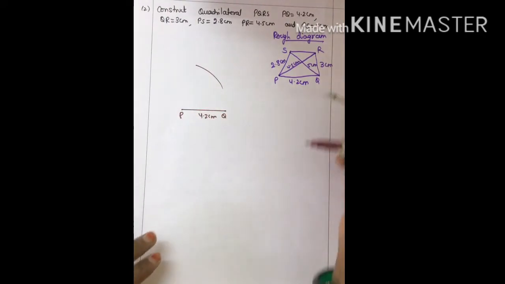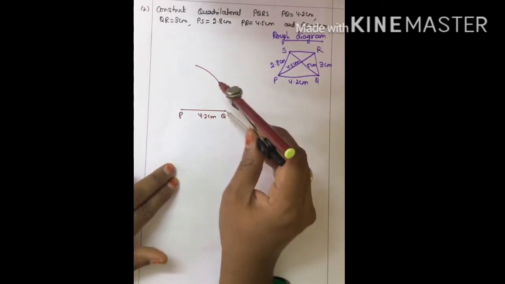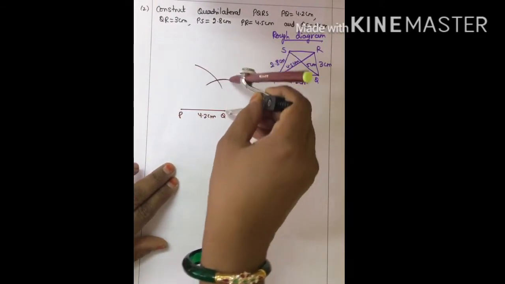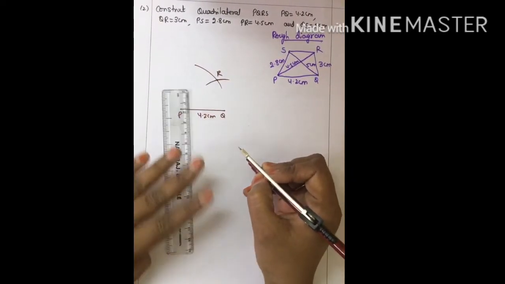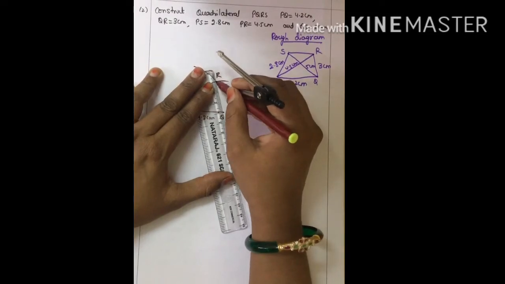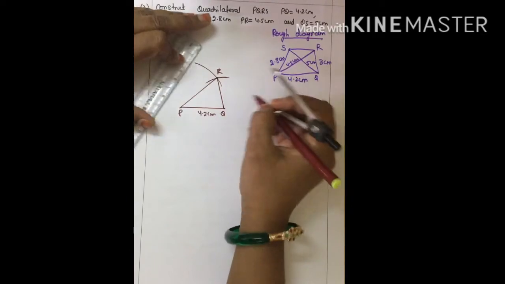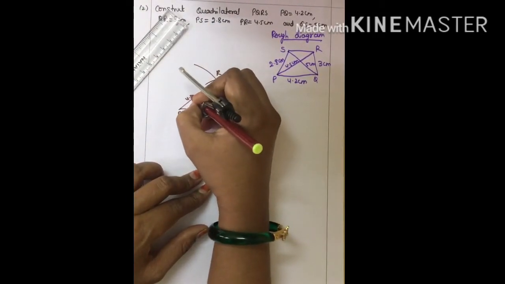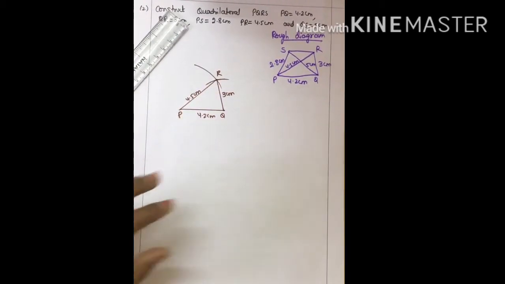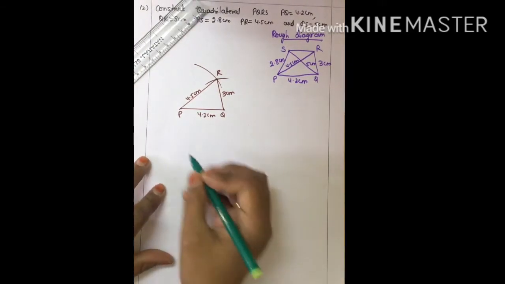Next, with Q as center, how much radius? 3 centimeters. So take 3 centimeters radius and with Q as center, cut the previous arc. This point is called R. Now take the ruler and join QR and PR. Here QR is 3 centimeters and PR is 4.5 centimeters. Now you got a triangle PQR. Up to here we are going to write the steps so that you will not get confused.